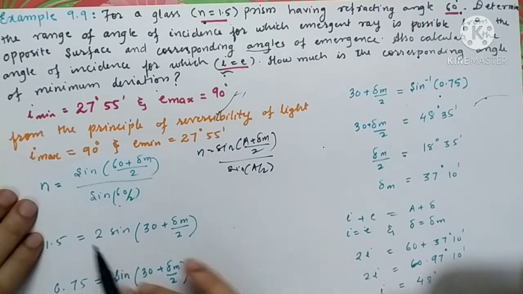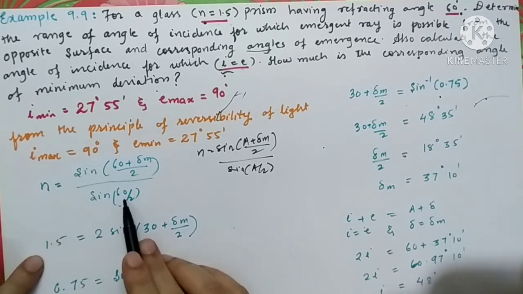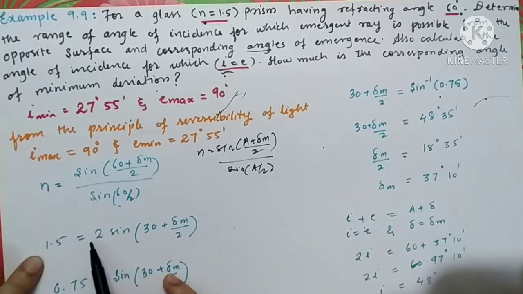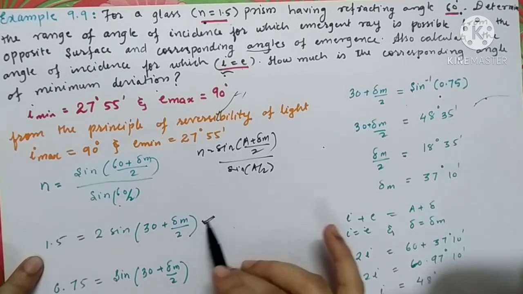Now put the value of n, it is 1.5. Sine of 60 upon 2 is sine 30, it is 1 by 2. This 2 will come in the numerator, it will become 2 only. Sine of (60 upon 2 is 30) plus delta m upon 2. Just now we have seen this formula for an equilateral prism.